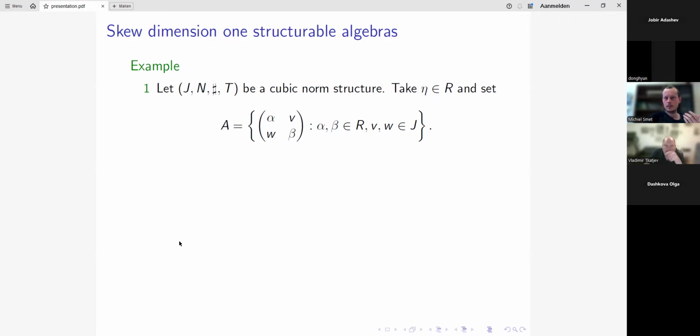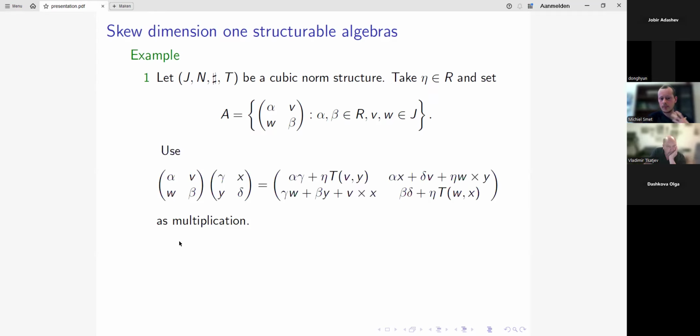And the cubic norm structure, you refer to McCrimmon's definition, the standard definition? Yeah. Okay. You can define a certain multiplication by making use of the T and times, which are part of the cubic norm structure definition.